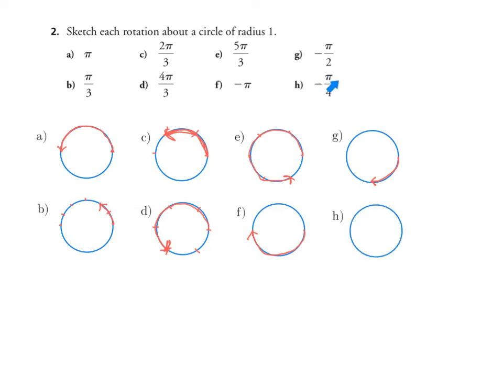And last we have negative pi by 4. So that's going to just be a 45-degree angle downward, halfway to negative pi by 2. If you cut this into 4 pieces, it's going to be 1/4 of that. So negative pi over 4.